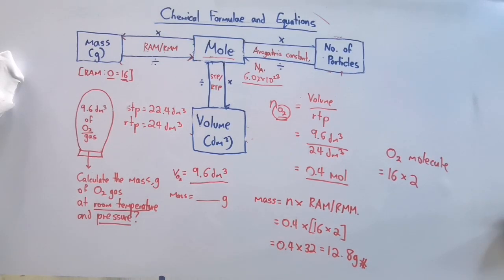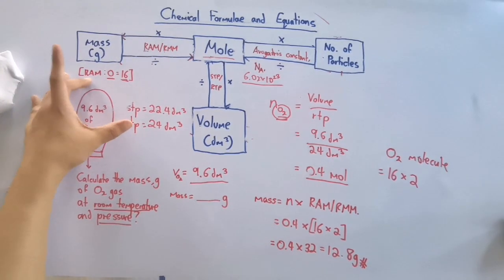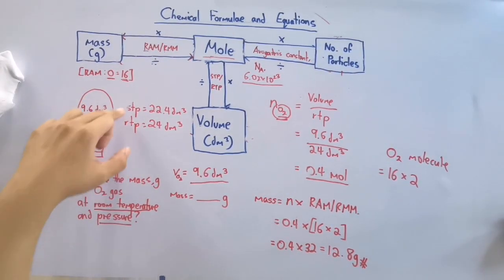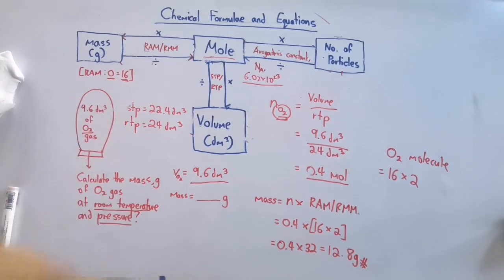So nothing much, pretty straightforward. This is one of the few things that you have to consider. Now, if you're a bit worried, don't worry. In exams, in SPM, every question will always give you the values of RAM. They will also always give you values of either the STP or the RTP. So you don't have to worry about these values. You are always going to get it in your exam. So nothing much to worry about. All right.